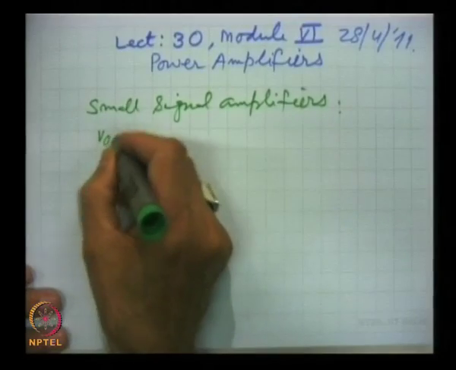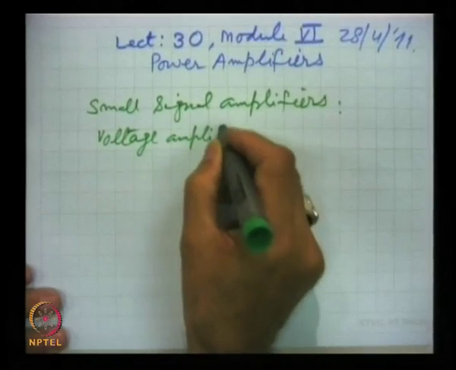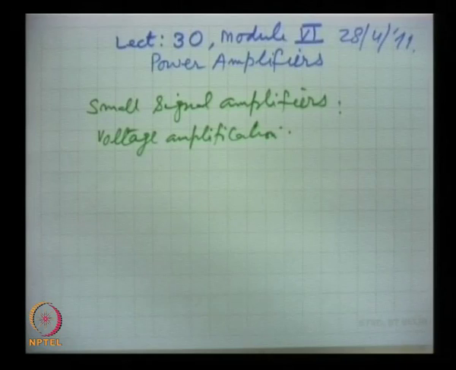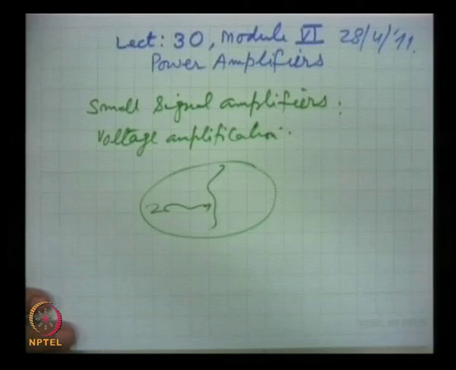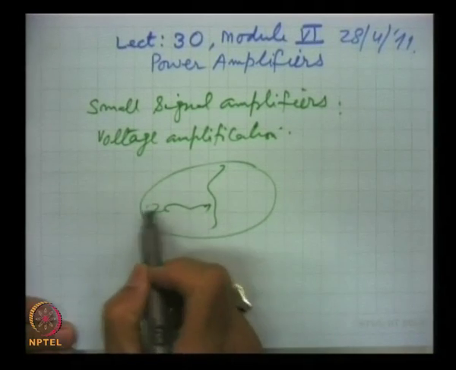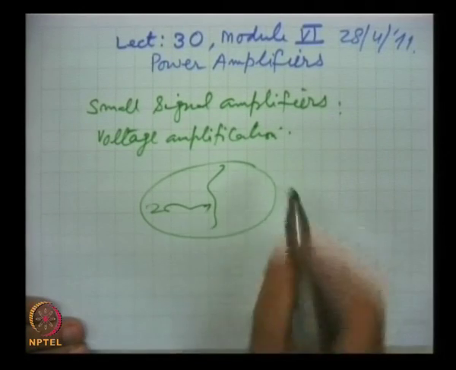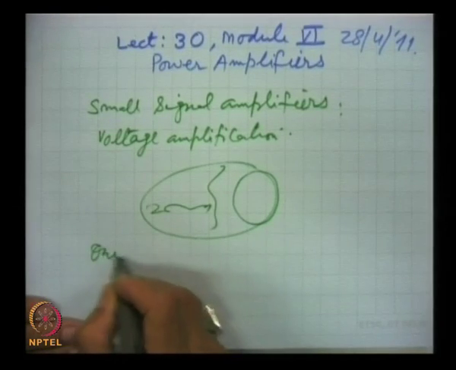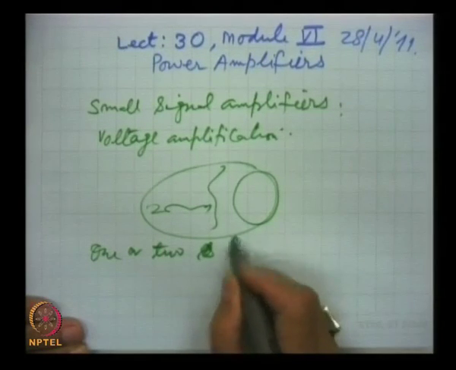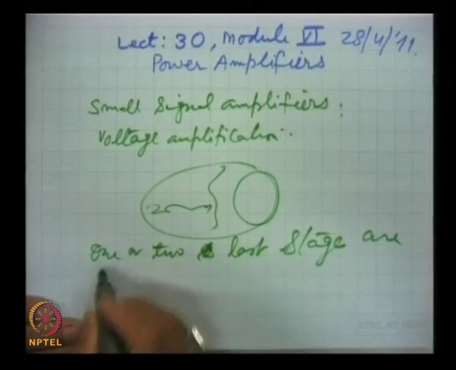In small signal amplifiers, the major thrust was on distortion free voltage amplification. Distortion free voltage amplification, that was the main objective. Now, as I was talking, an electronic system contains one or in fact several stages of small signal amplifiers, the first, second, third, several stages are there. But at the output we require power to be delivered to the load. So, one or two last stages are power amplifiers.